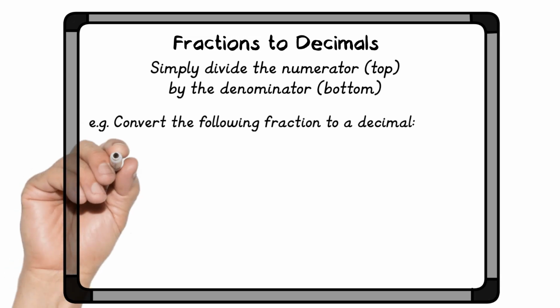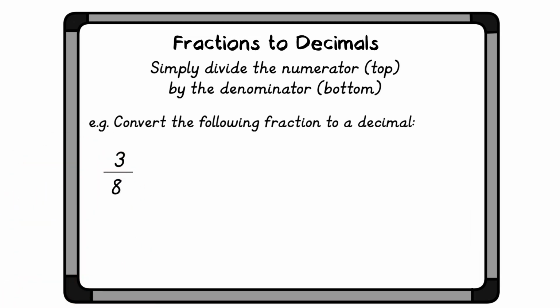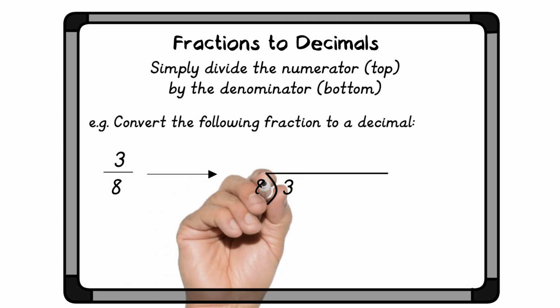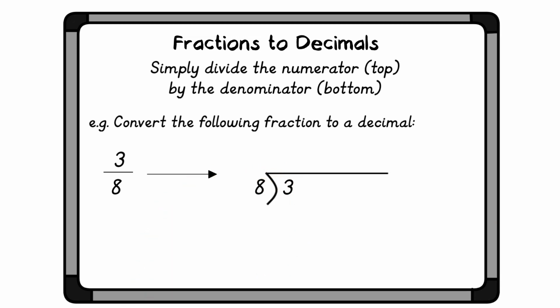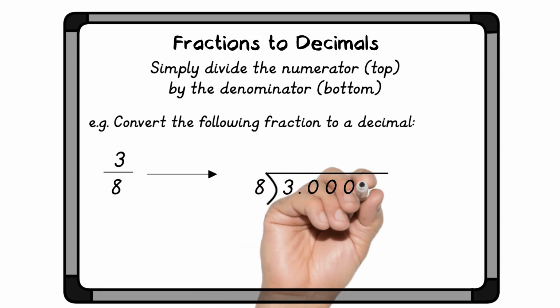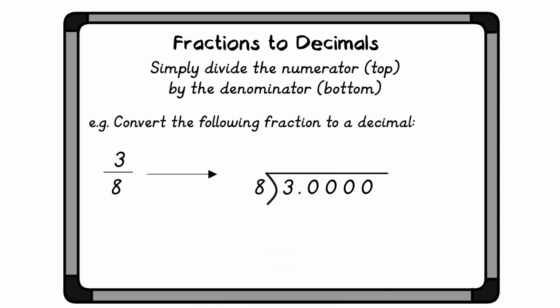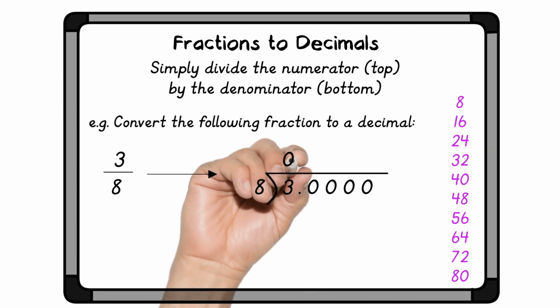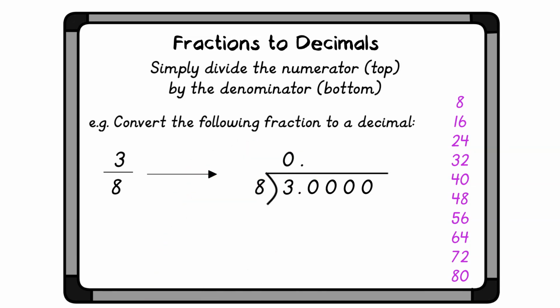So we have 3/8. So you need to draw in your bus stop first. The 3 goes on the inside, so the numerator goes on the inside, and the 8 goes on the outside. I'm also going to put a few 0.00s because I'm going to get some remainders. And the other thing I'm going to do is, because I'm dividing by 8, I'm going to put the 8 times table down the side just to help me. So 8 into 3 goes 0 times. And I get a remainder of 3 with that because 8 times 0 is 0.